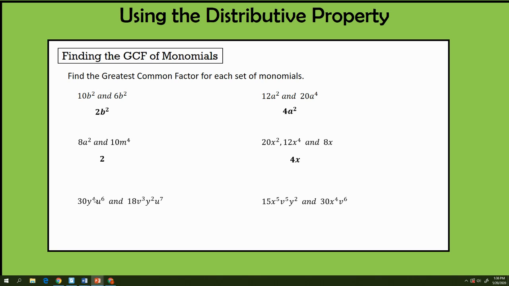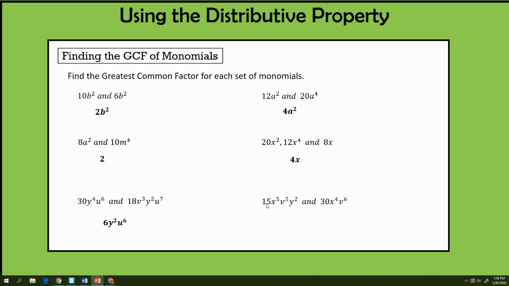Go to the variables. I got y to the fourth over here. It doesn't matter the order they're in, by the way. I got a y to the fourth and a y to the second. So at most they have y squared. I got a u to the sixth and a u to the seventh. So at most they have a u to the sixth. This one has v's in it. This one doesn't. Well, it's got to be common to both to take it out. So no v's come out. So your answer here is 6y squared u to the sixth. That's the largest common factor of both.